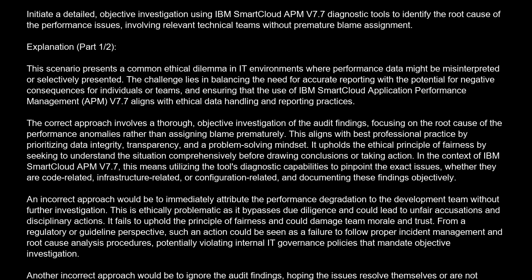The challenge lies in balancing the need for accurate reporting with the potential for negative consequences for individuals or teams, and ensuring that the use of IBM SmartCloud Application Performance Management (APM) v7 aligns with ethical data handling and reporting practices. The correct approach involves a thorough, objective investigation of the audit findings, focusing on the root cause of the performance anomalies rather than assigning blame prematurely.